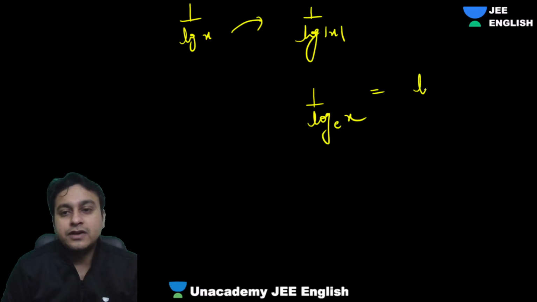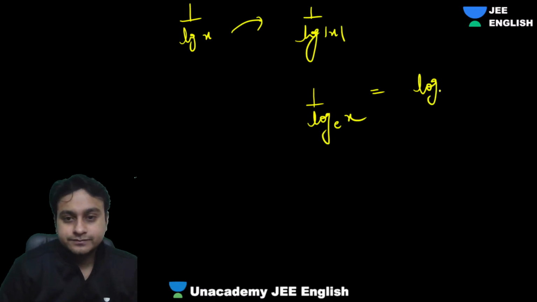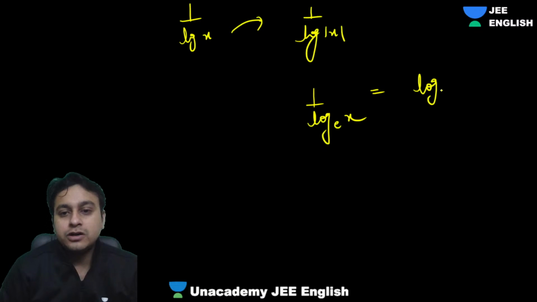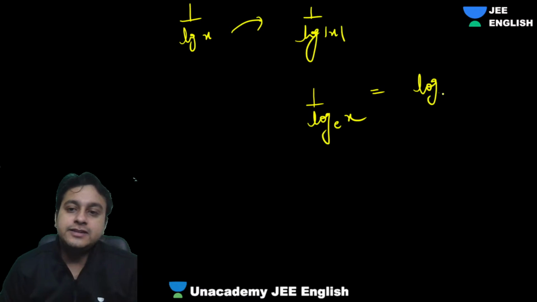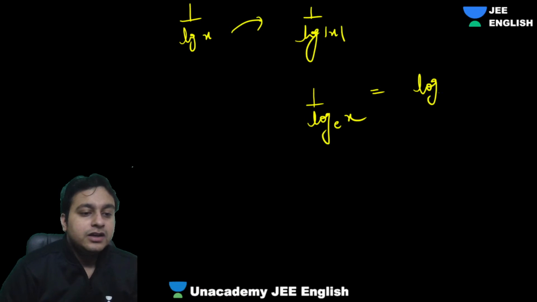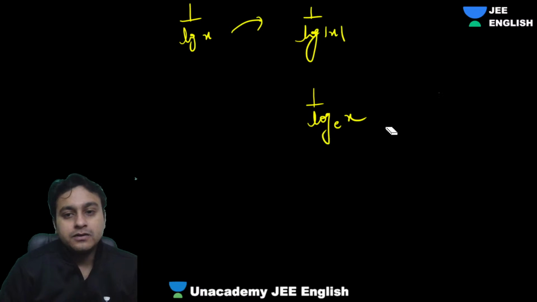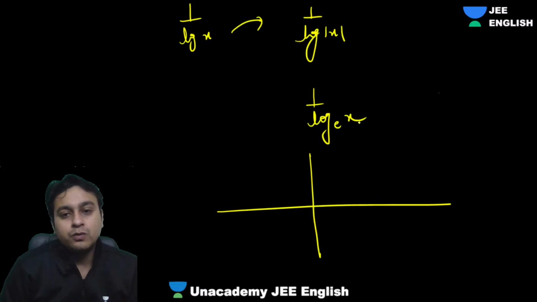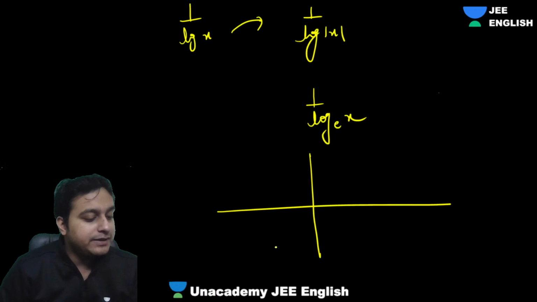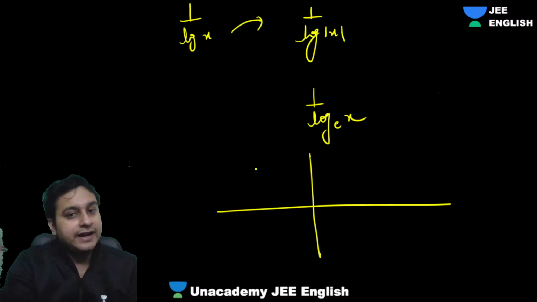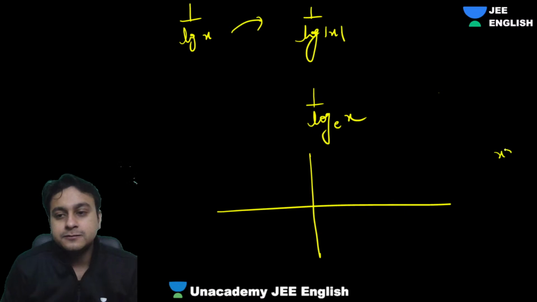Can I write it as 1 by log x? You can see that at x equals 1 it is a positive graph. It will be a graph defined for x greater than 0.